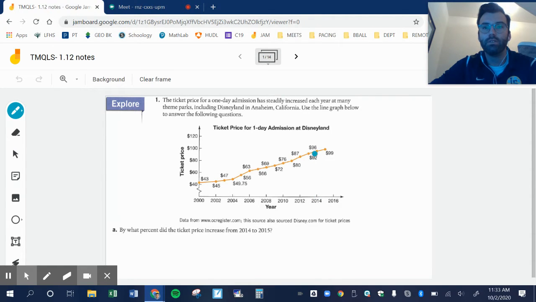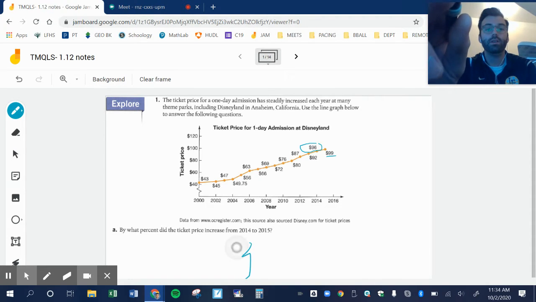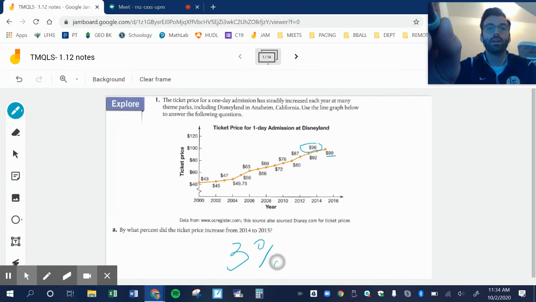So if I look here at 2014, it looks like the price is $96. And then 2015, it looks like it's $99. Well, luckily this is out of 100, so technically we just think about it logically. How much should it go up? It went up $3. So it went up 3%. We're going to get into the nitty gritty of how to calculate that when it's not as simple as out of 100.